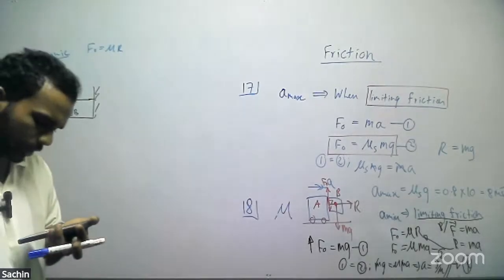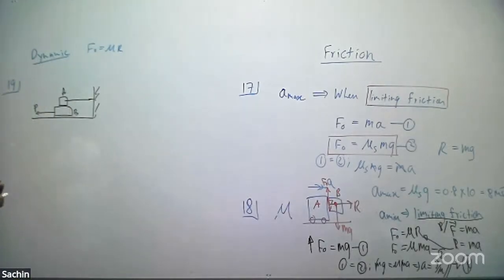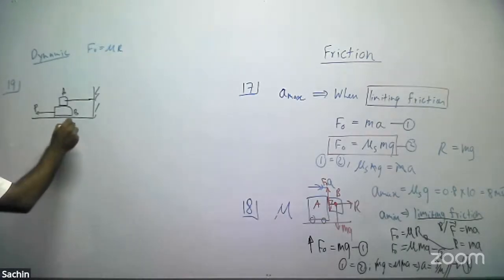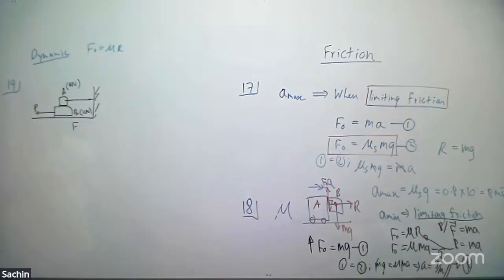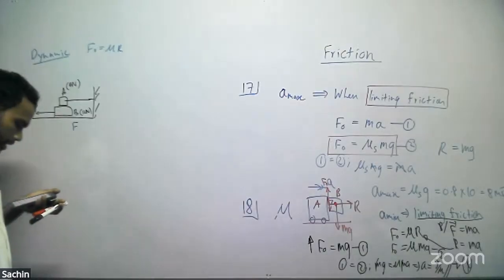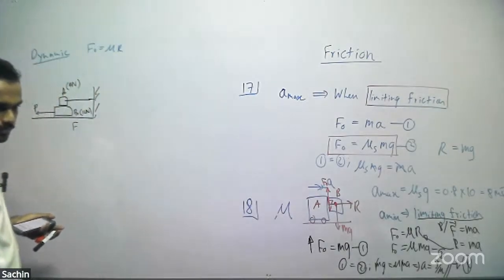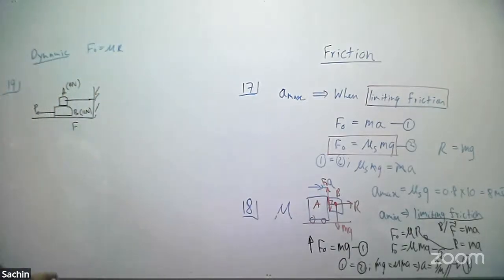A block A of weight 4 Newton is kept on another block B of weight 12 Newton, which rests on floor F as shown in the figure. Here B's weight is 12 Newton and A is 4 Newton. If the coefficient of static friction between A and B, and B and F, are the same and equal to 1 over 4, the minimum force P required to drag B to the left is... So we are asked for the required minimum force to pull B to the left.